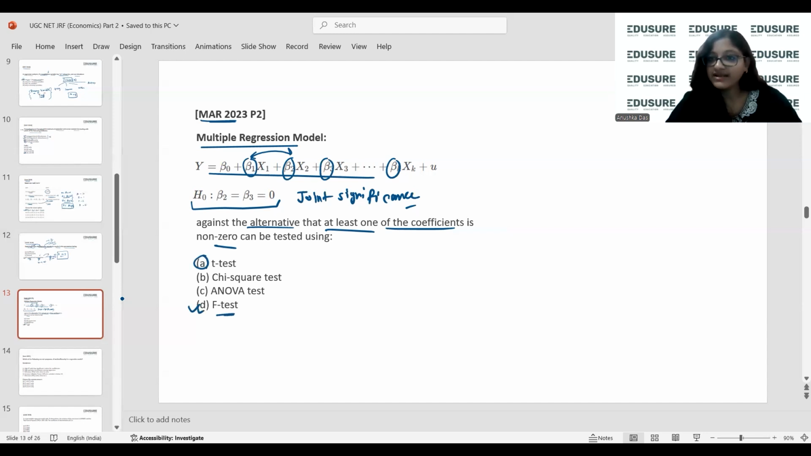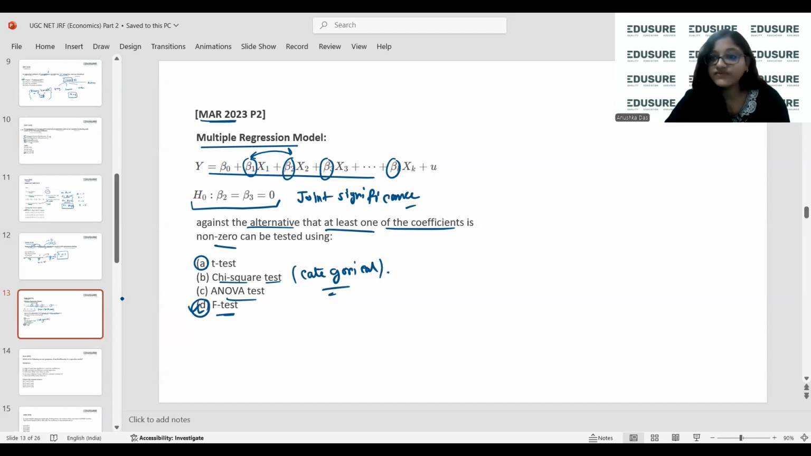T test is used for individual significance, and F test is used for joint significance. That is the main motive of giving you this question. Remember this. And chi-square test and ANOVA have separate uses. Chi-square test we use for categorical variables. This is also another question that has been asked in UGC NET. I think we have done this question in the previous class, I hope.